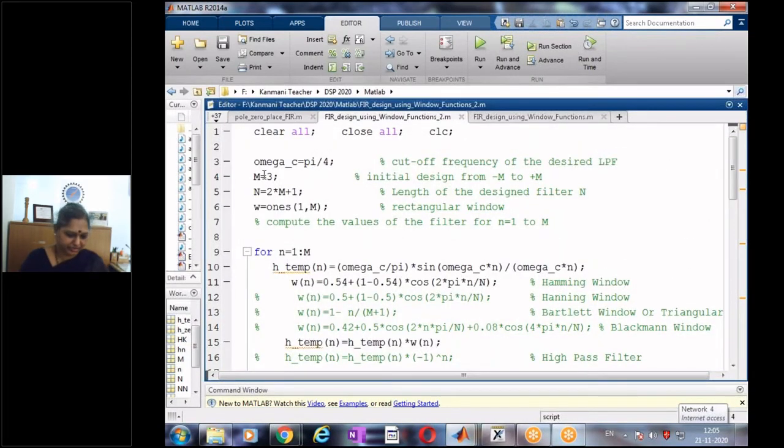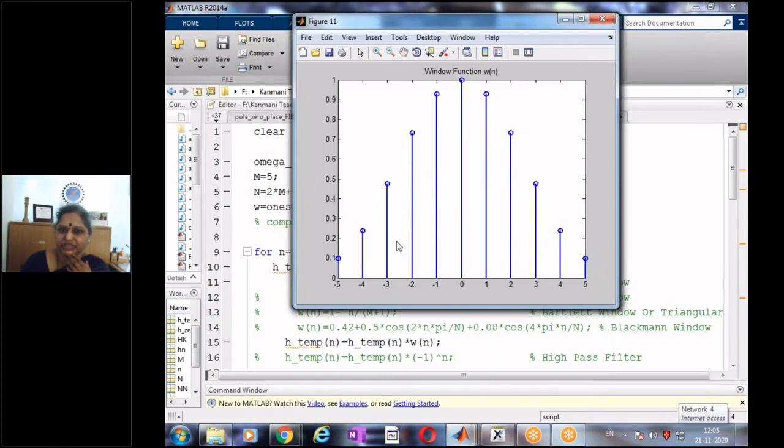So now, instead of making it a filter of length 7, let me make it a filter of length 11. So I'm changing my M to 5. So the length of the filter now becomes 11. Now when I run the program, let us see what happens. See, now my same window function, please remember.